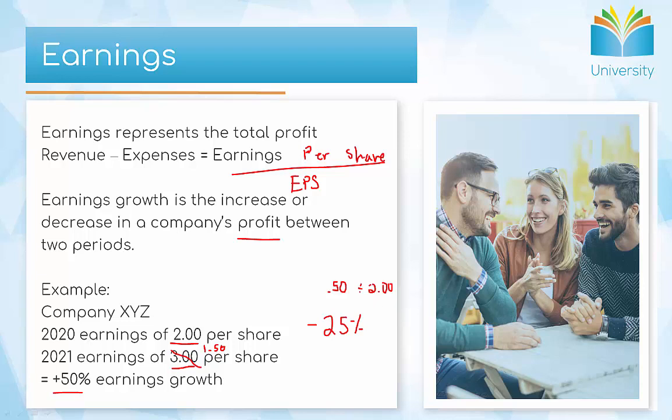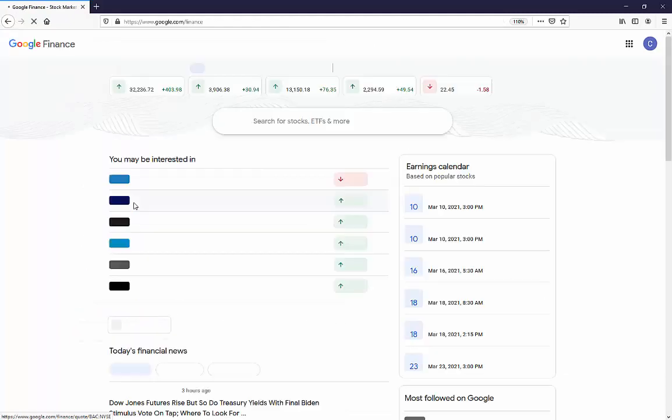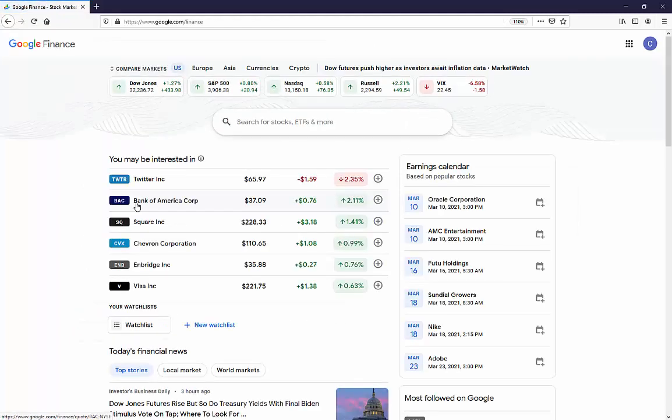Now let's go live in the markets and discuss a little bit more about these numbers. One of the websites that I like to use is called Google Finance. It's very simple. You go to Google, type in Google Finance, comes right up, click on the button, and we can come in here and do some research.